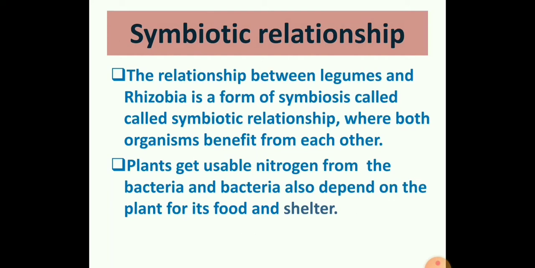Hence, the bacterium and the leguminous root nodules live together for mutual benefit. This process in which two organisms live together for mutual benefit is called symbiosis. In this process, the plant gets usable nitrogen from the bacteria, and the bacteria also depend on the plant for its food and shelter.